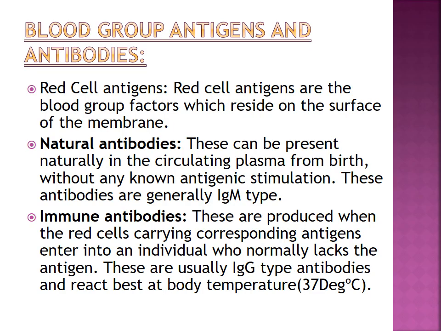So what is blood group? They are red cell antigens. The antigens present on red cells give the blood group characteristics. The opposite of that is the antibodies present in serum. They are called natural antibodies, and immune antibodies if they are produced because the antigen is not present in the blood, and if it is introduced into the blood, then it produces antibodies. They are called immune antibodies.